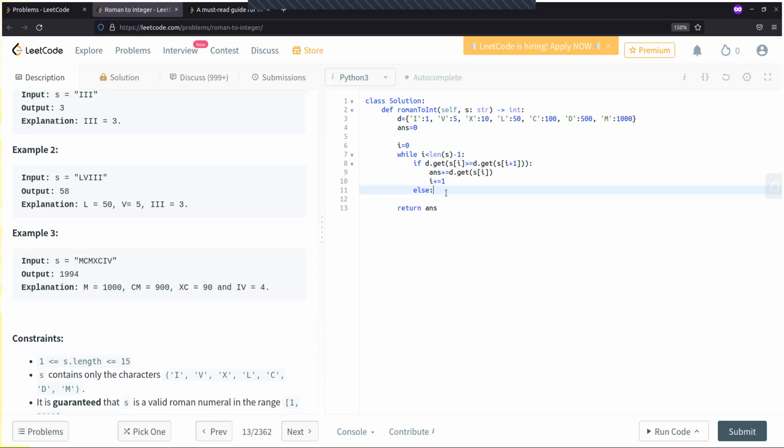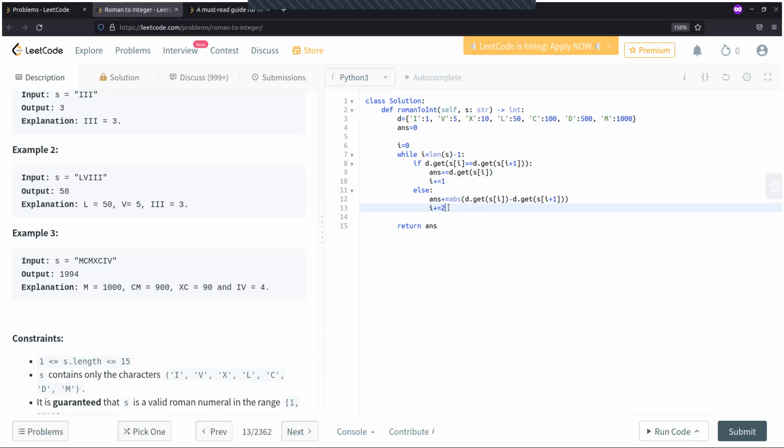But if it is lesser than, then what do we have to do? We have to add the absolute difference between the value of the ith index and the value of the i plus 1th index. And then we have to increment i by 2, because in this case we are skipping 2 characters. So this is the loop. We have iterated over the string.